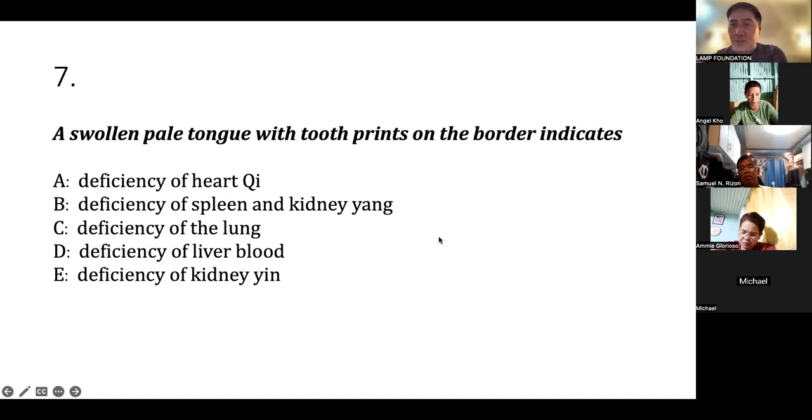And how are you going to determine that? The patient coughs. It no longer descends. Okay? Now you know. Of course, we have lung qi deficiency and lung yang deficiency. Are you learning now? What about liver blood deficiency?